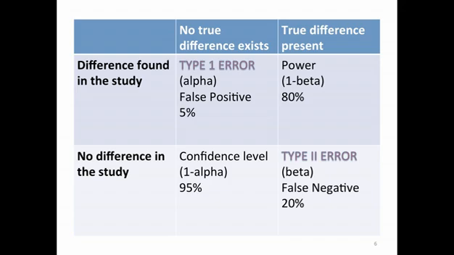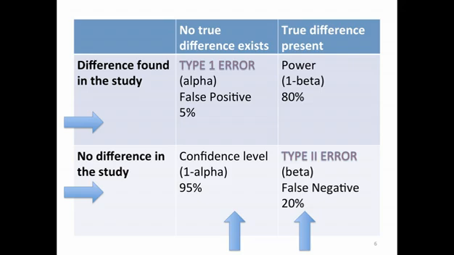This is now plotted in the table shown here. The sample level conclusion is presented as two rows. Are you finding a difference or are you not? The universal truth is presented in two columns. In reality, is there a true difference or is there not?